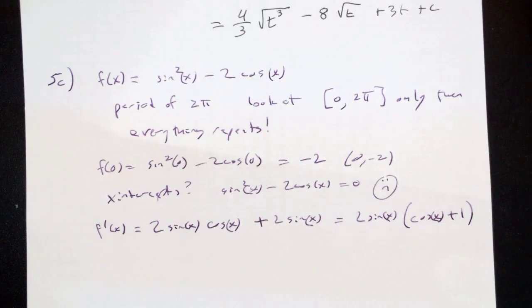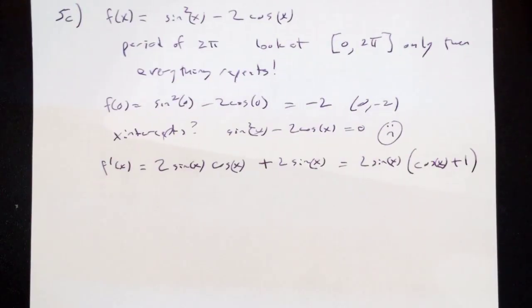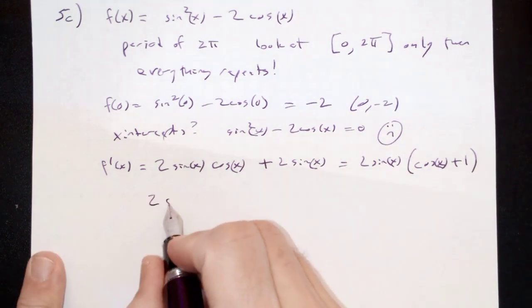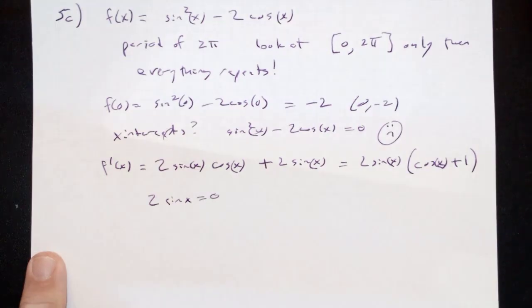This is, again, defined everywhere. Sine is defined everywhere. Cosine is defined everywhere. I don't have to worry about where this is undefined. Critical numbers show up where this is equal to 0. 2 sine x equals 0 means sine x is 0. Where is sine 0? But wait, there's more. Sine is equal to 0 at 0, but it's also equal to 0, think of the unit circle, at pi, and then again at 2 pi, and 3 pi, and 4 pi. So every multiple of pi, but I only care about between 0 and 2 pi.